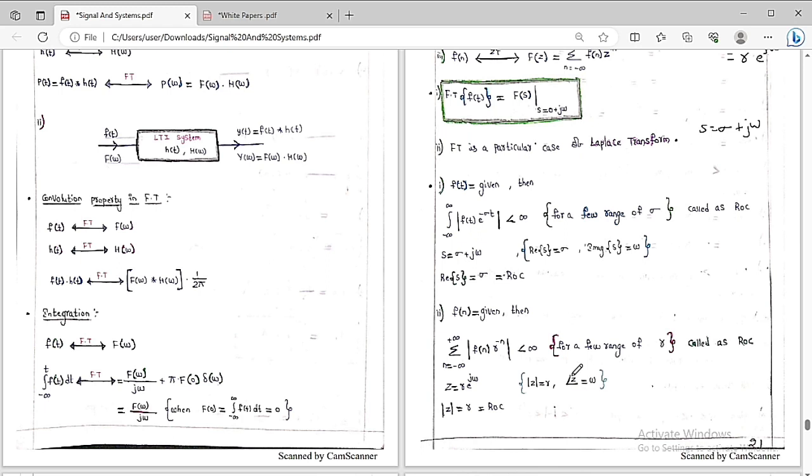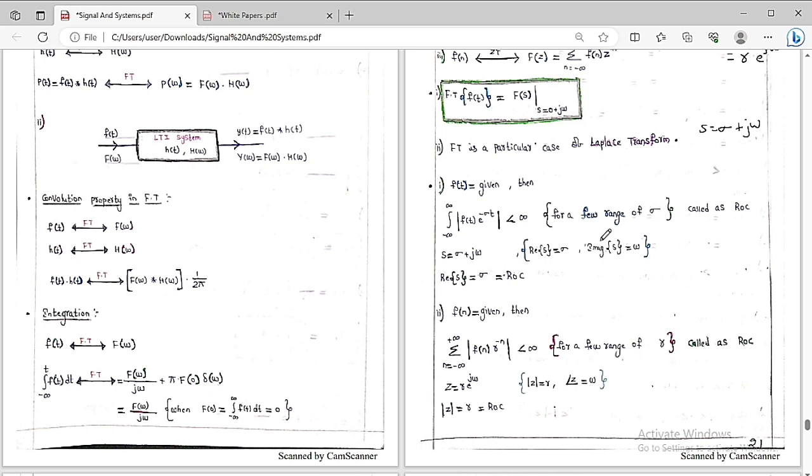And I have already told you z is equal to e to the power of s, and s is equal to sigma plus j omega. So if we simplify, we get e to the power of sigma into e to the power of j omega, and e to the power of sigma is nothing but r. So z is equal to r into e to the power of j omega, the magnitude of z is equal to r, and the phase angle of z is equal to omega. So what is the ROC? The ROC is nothing but the magnitude of z equal to r only for a particular range of r, for which the sequence is absolutely summable. Absolute summability happens only for a few range of r. That is called the ROC.